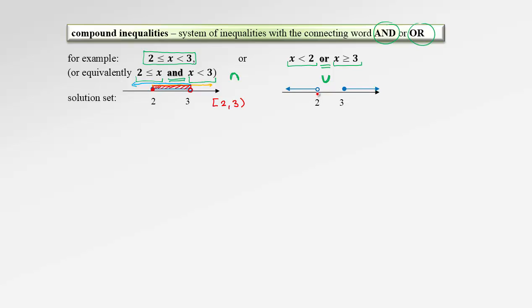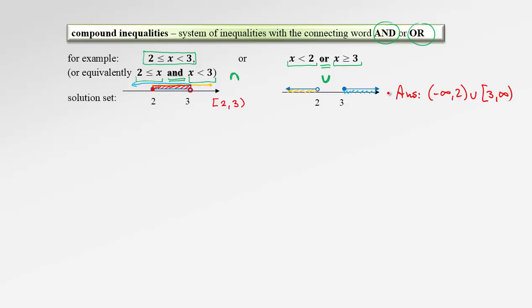And the second solution set, here we mark all the numbers that are less than 2, which are to the left of 2. Then we mark all the numbers that are greater or equal than 3, to the right of 3. And since or corresponds to the union of these two sets, the answer for this system of inequalities will be from minus infinity until 2, round bracket, and then union from 3 to infinity.